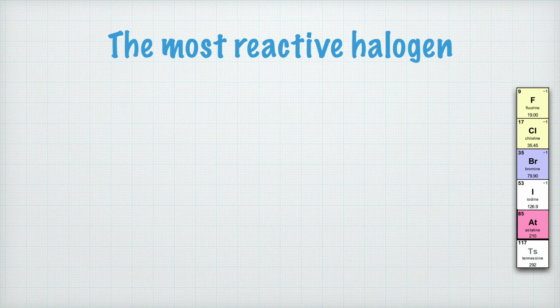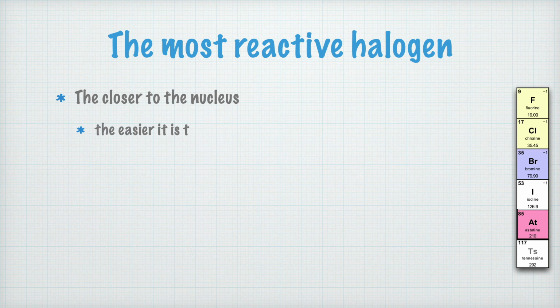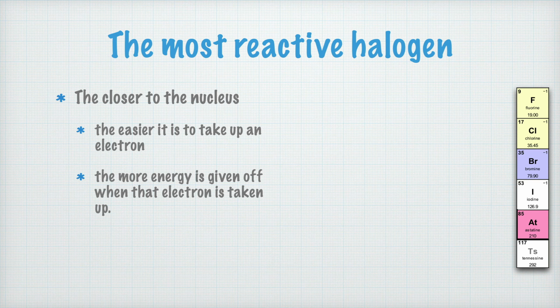Now, what about the reactivity of the halogens? Well, the closer to the nucleus the valence electrons are, the more they feel the attraction from the nuclear charge. This means that the closer the valence electrons are to the nucleus, the easier it is for the atom to gain an additional electron. This also means that the closer the valence electrons are to the nucleus, the more energy is released when an electron is taken up.